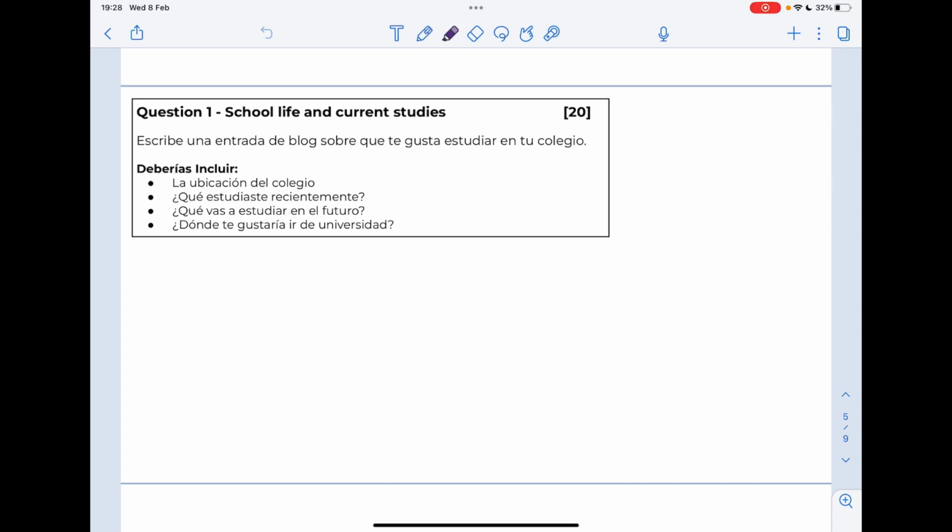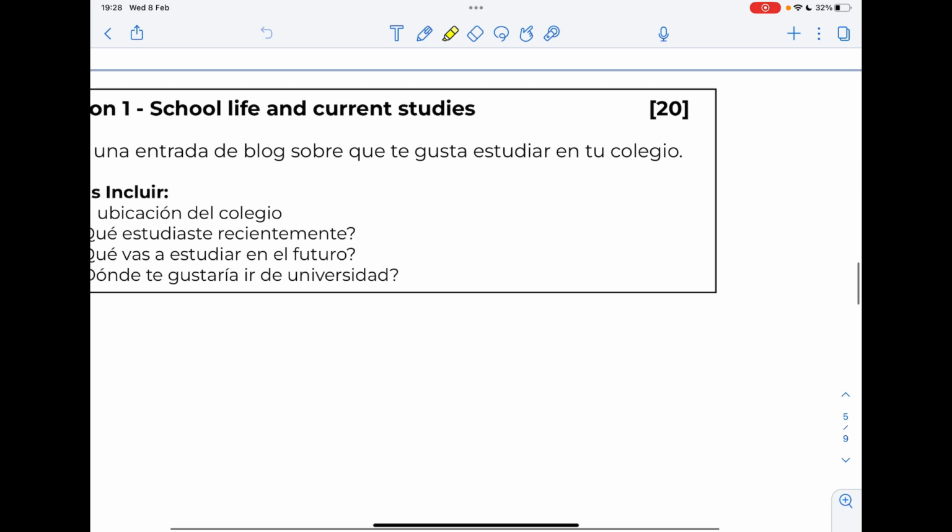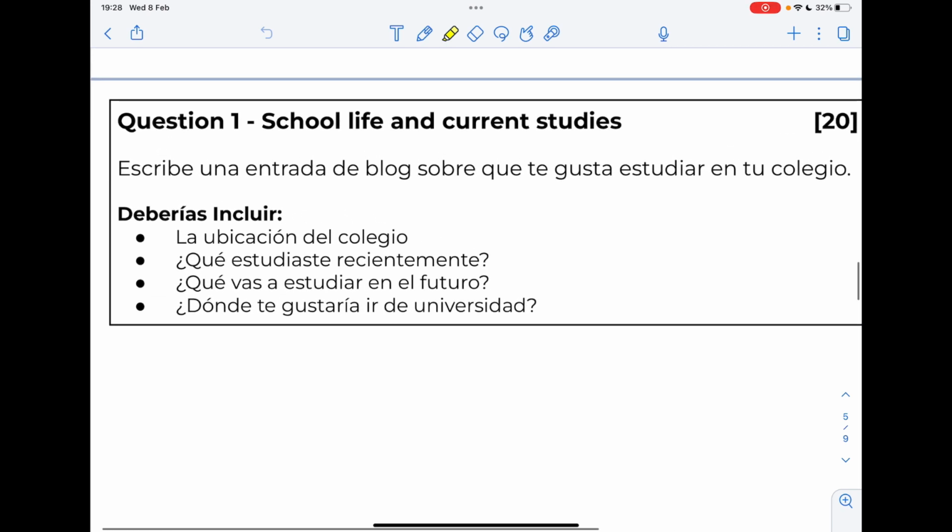So, let's go through and do our basic reading skills. If you are studying any language at all and you are not using highlighters, you are not a real languages student. So, let's go through and look at our cognates first of all. So, we've got escribe, entrada, blog, sobre qué te gusta estudiar en tu colegio. Deberías incluir la ubicación, colegio, estudiaste recientemente, estudiar el futuro, universidad. That's all that we've got, although we can sort of gauge.